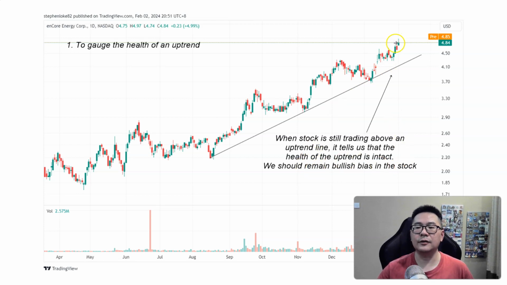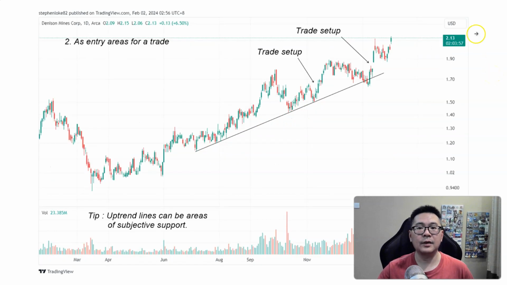So at this moment, if you were to ask me, hey, is the trend healthy or not? Will the stock continue to go up? Well, we can say that yes, the uptrend is still intact. We should be bullish buyers, and most likely the stock will continue to move up. So that is the beauty of the uptrend line, a simple analysis tool that helps you gauge the health of the uptrend.